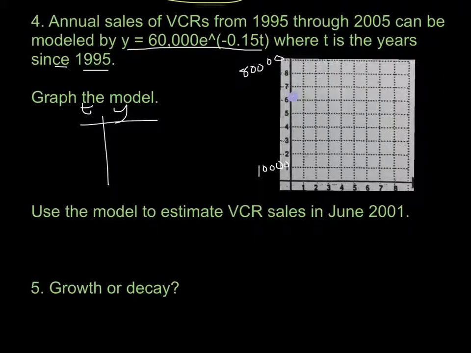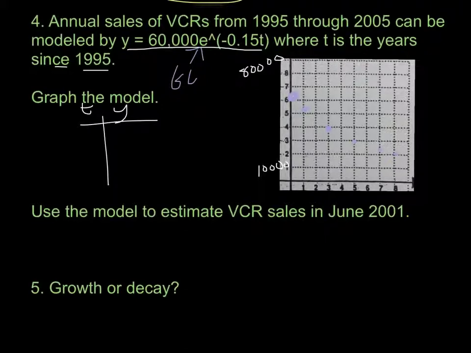VCRs, and according to the table on my calculator, again, I'm just inputting this into the graphing calculator so I can get some numbers. In year 1, the sales were about 51,000. In year 3, I'm just going to skip a little bit, they were 38,000, so right about here. In year 5, they were 28,000, so right about here. In year 7, they were about 21,000. And I'll do year 8, they were about 18,000, so about right there.